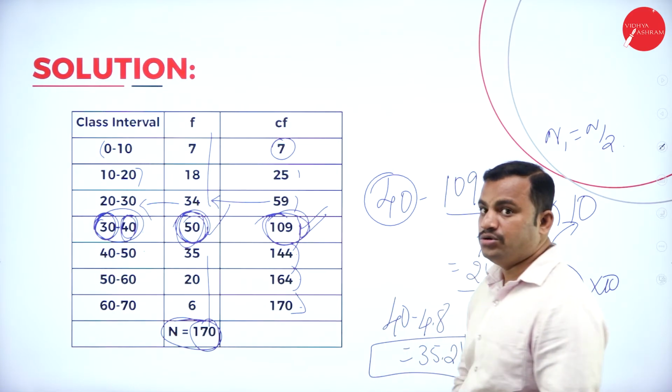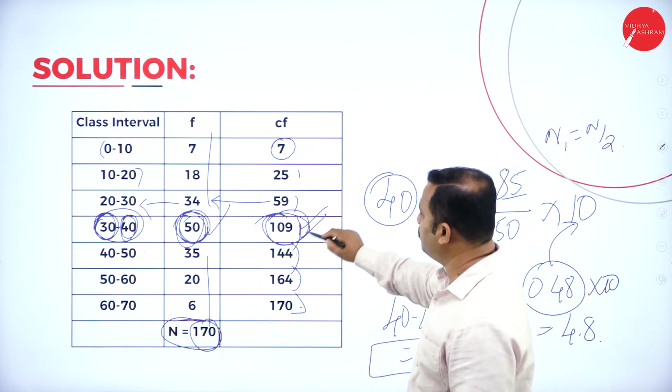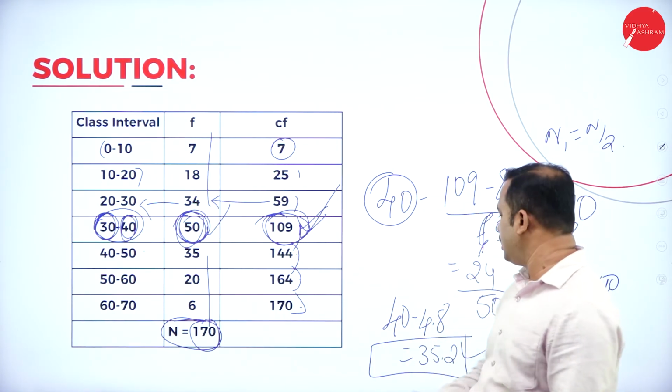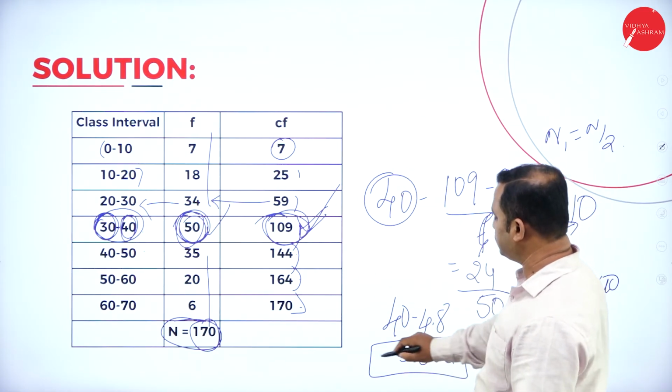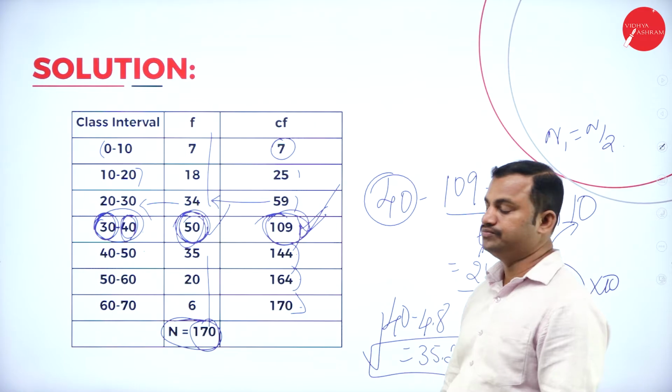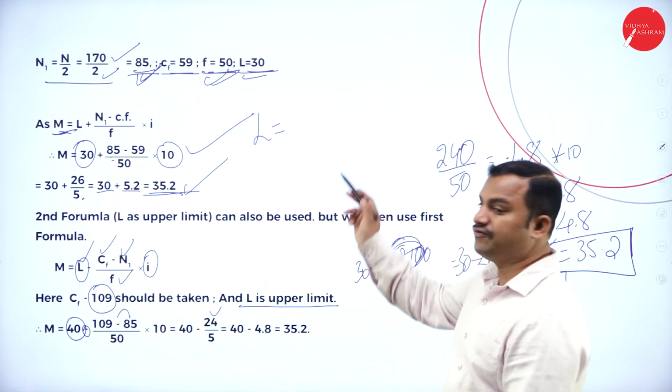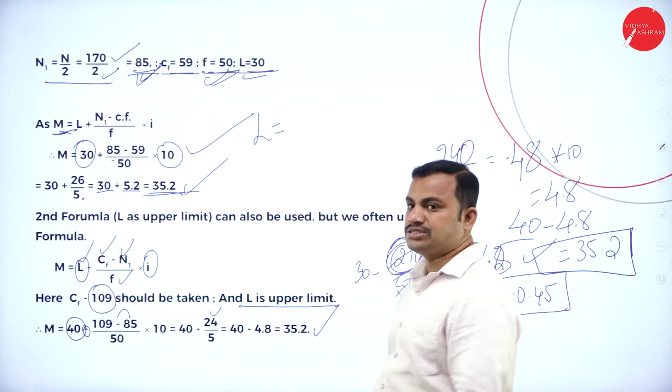So if I use the method of cumulative frequency, that is the second method, I'll get the same value, that is 35.2. If I use the first method, I'll also get the same value, that is 35.2. That is 35.2 in the first method and 35.2 in the second method.